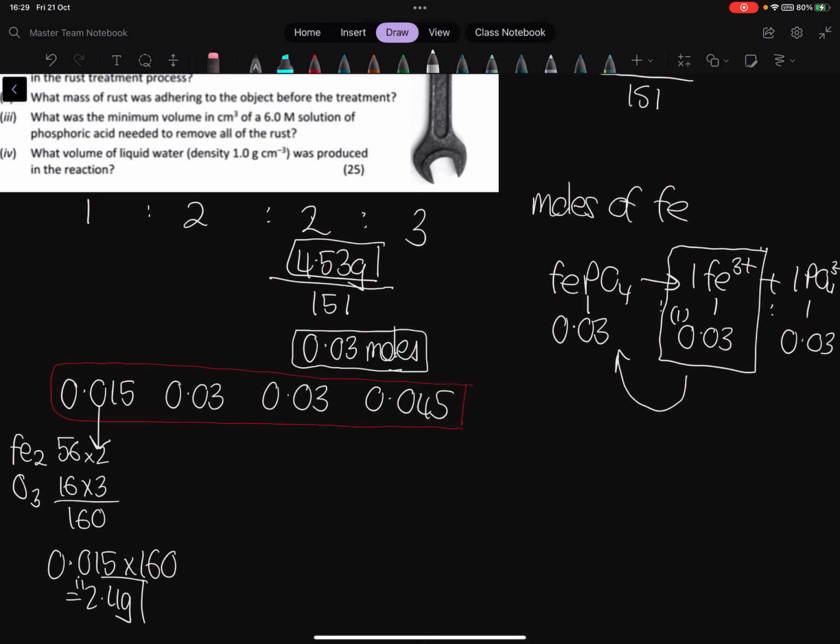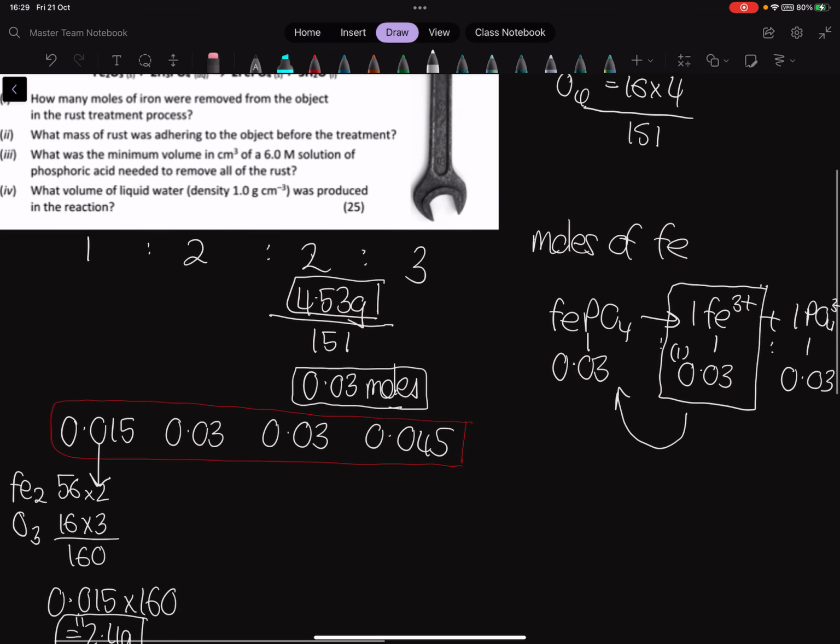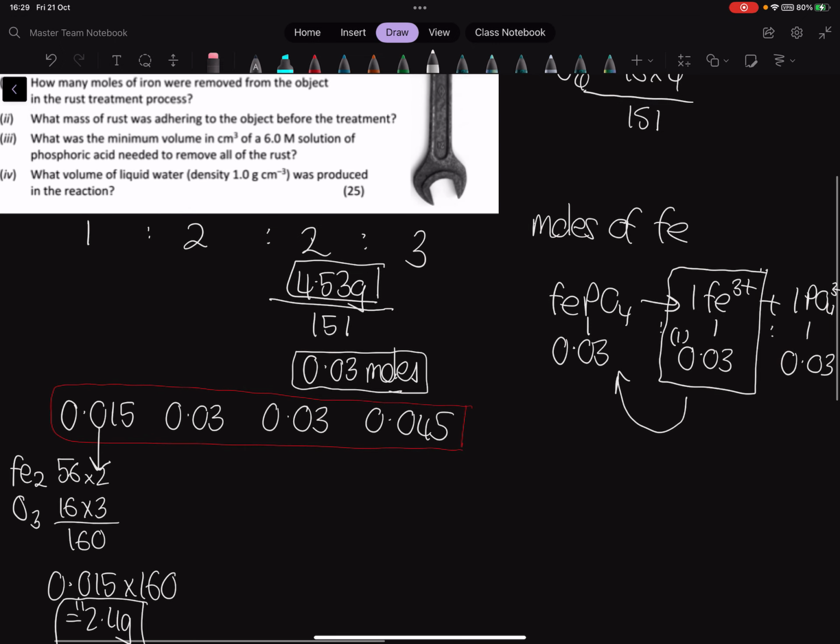So this is going to be my answer. In terms of significant figures, there's only 2 significant figures in that answer. It's going to be fine.